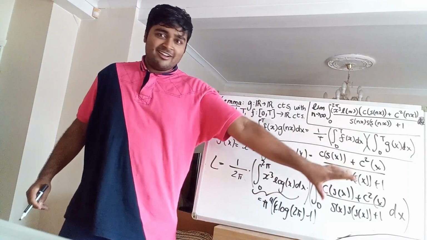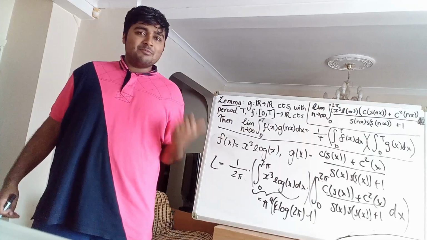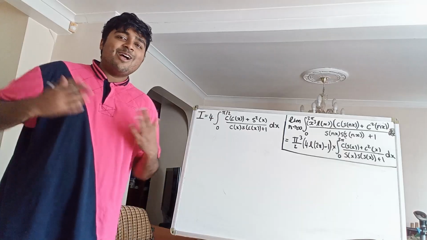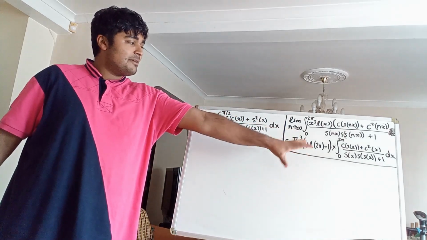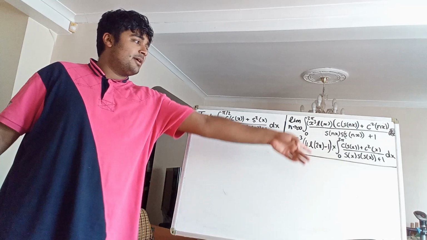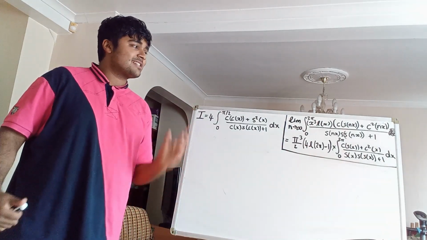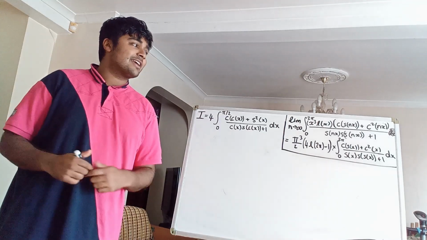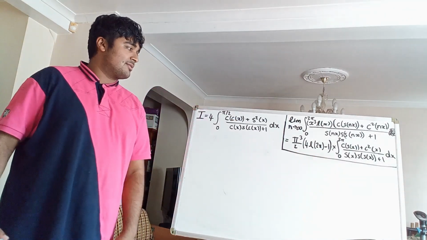The next part is to work out what on earth this crazy looking integral is, but before that, let me clean up the whiteboard. Okay, so we've proved that this limit integral that we're trying to compute is equal to pi cubed over 2 times 4 log 2 pi minus 1 multiplied by the integral from 0 to 2 pi of cosine of sine of x plus cosine squared of x divided by sine of x plus 1 dx. And as I say, we just want to focus on this last integral.